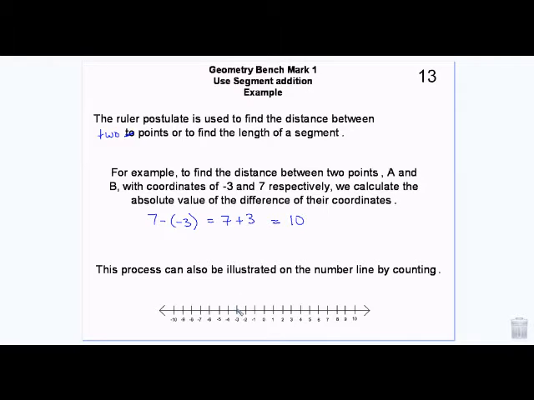And just to show it on the number line, that's point B, this is point A. If I count the distance, it's 10.